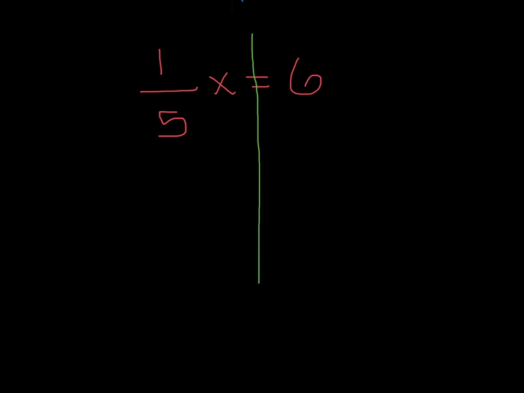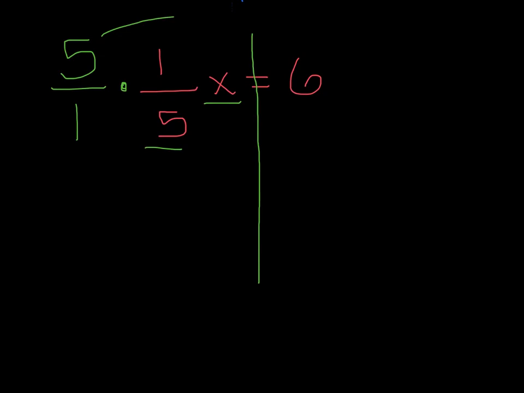Okay, now that you've written that down, we're going to multiply by the reciprocal. The reciprocal is just flipping the fraction. We just flip the fraction. And the only time we multiply by the reciprocal is if we're trying to get rid of the number, or the fraction, that's in front of the x. Well, we have a fraction here, and it is in front of an x, or a letter. So we just flip the fraction. 5 will now go as my numerator, and 1 will go as my denominator.